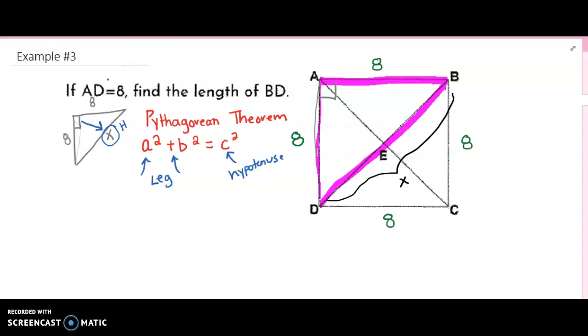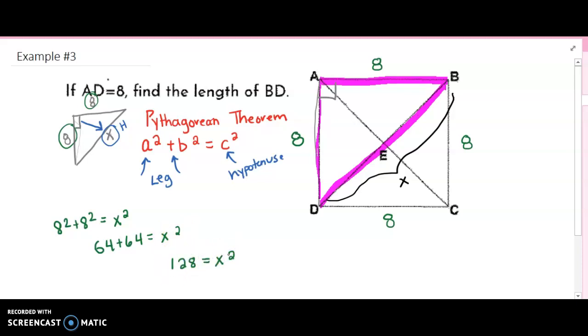Okay, so I'm going to set up an algebra problem. So I can say a squared, so 8 squared plus 8 squared equals c squared, which is x squared. Okay, so 8 squared is 64, so 64 plus 64 is x squared. 128 equals x squared. Now remember back from Algebra 1 in middle school, to undo a square, you square root it. So the square root of 128 is roughly 11.3. That equals x. And that is your final answer.